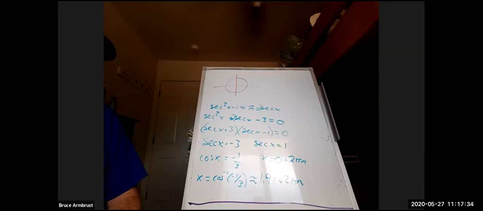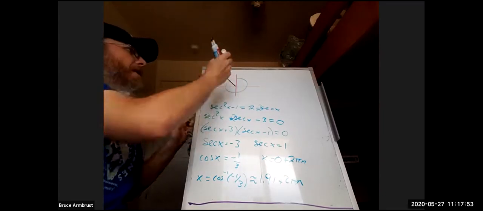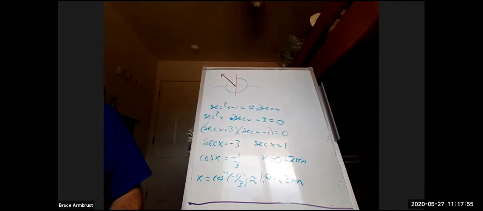Inverse cosine only gives me angles between 0 and pi, so quadrants 1 and 2. And this one's in quadrant 2 because it's negative. That's where cosine is negative, is up in quadrant 2. Okay, well, anyway, the point of this is that that's the angle that we just found.